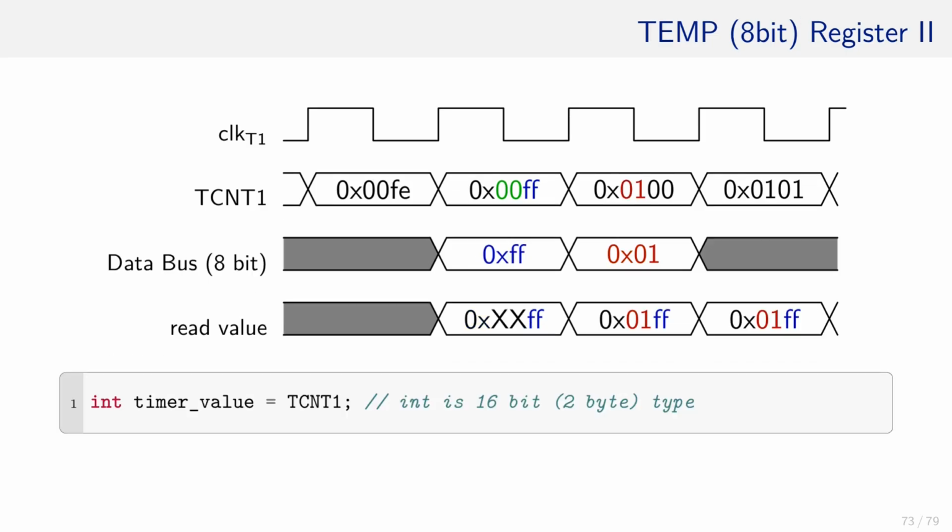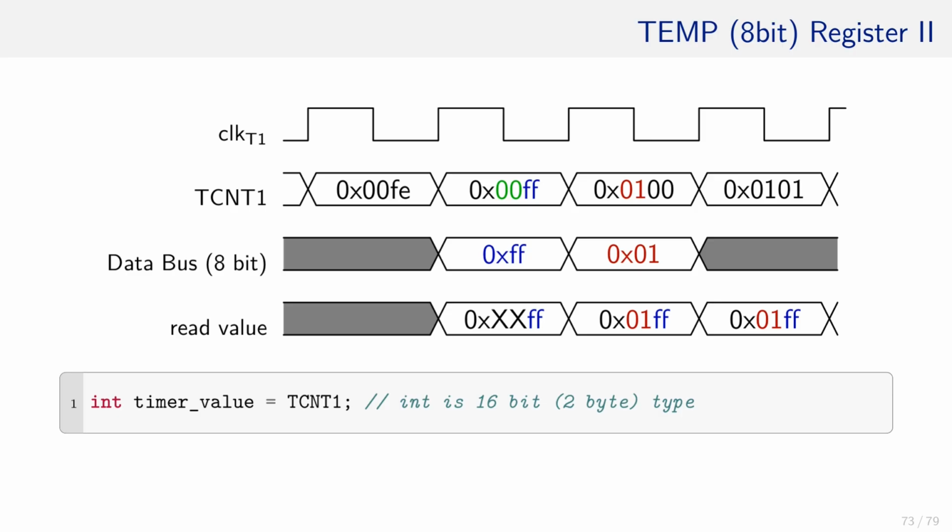Imagine that temp does not exist. Again, TCNT is read when its value is 00FF, so the lower byte is copied to the data bus and read by the program. In the next clock cycle, TCNT increments again to 0100, and at the same time, the upper byte is put on the data bus. However, this value is incorrect, and the read value is, instead of 00FF, 01FF, a value in the future that the TCNT has not reached yet.